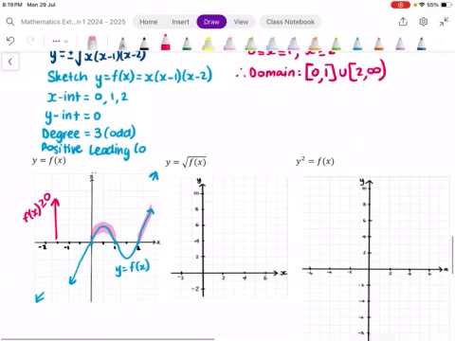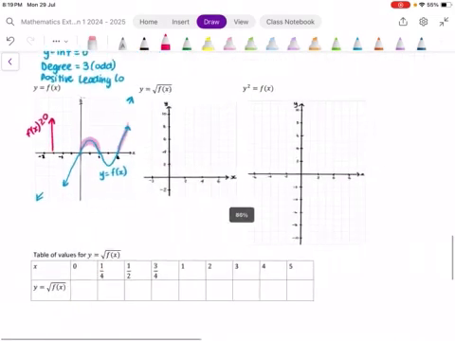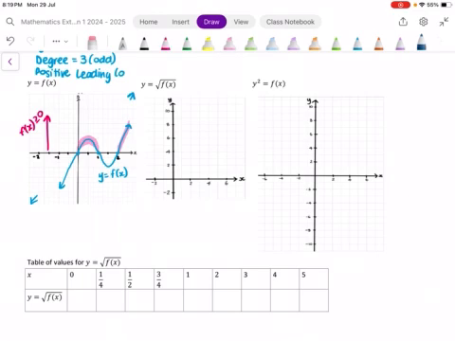Alrighty, so that means we only want these sections of our graph. What we can do is a little table of values. Since I did a table of values for the last one, I would be doing a table of values for this one. So we want to have the square root of x(x minus 1)(x minus 2). So let's put that into our calculator.